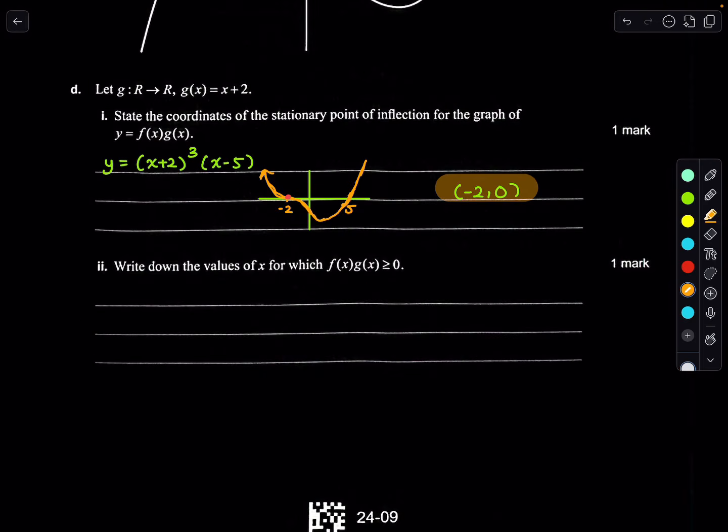Write down the values of x for which f of x times g of x is greater than or equal to 0. This is a very typical question. I've seen it quite a lot now. If you've done quite a lot of exams, specifically the newer study exams, they've always come up and it's so easy to deal with them. So let's have a look at them.